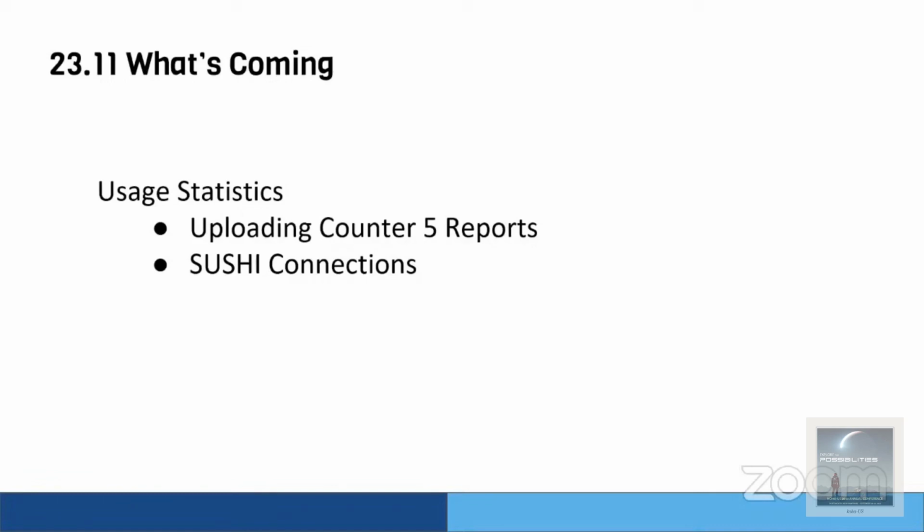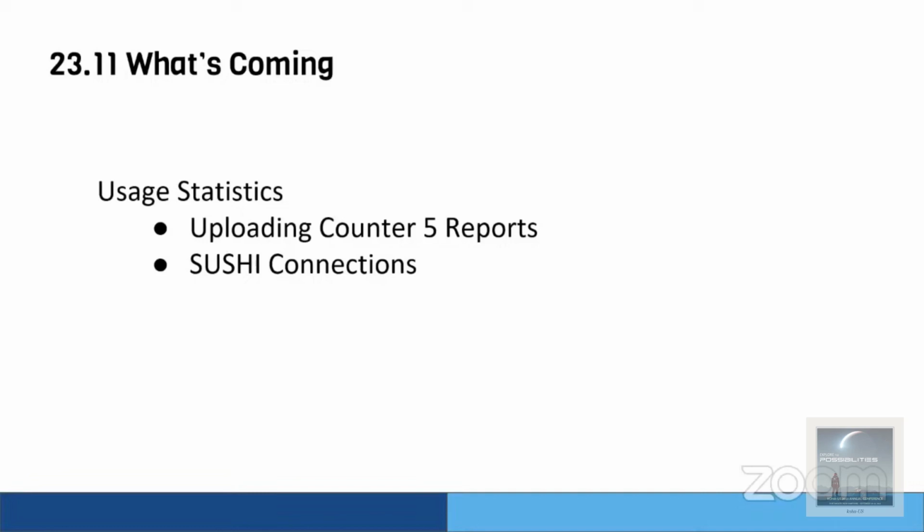In the 2305 release, which just came out in May, there were just a couple of updates where we have an expanded vendor view. But in 2311, which will be coming out in November of this year, we're getting a usage statistics module. Yeah, now this is exciting because now you'll be able to have SUSHI connections.